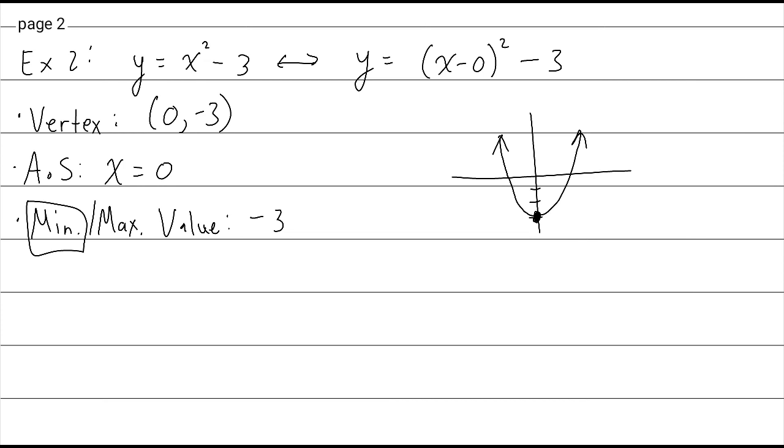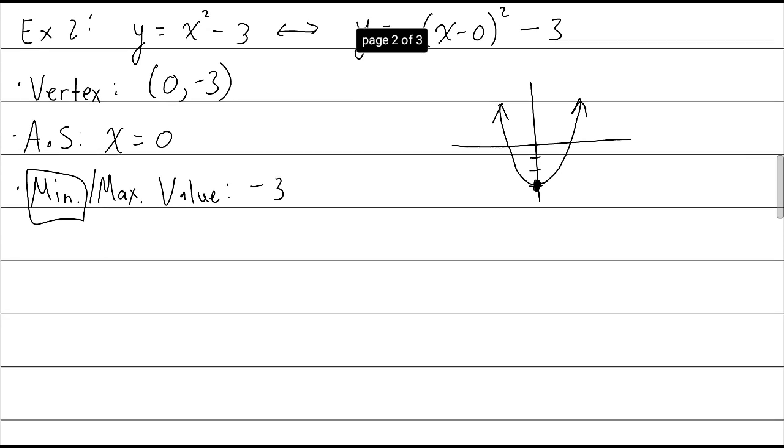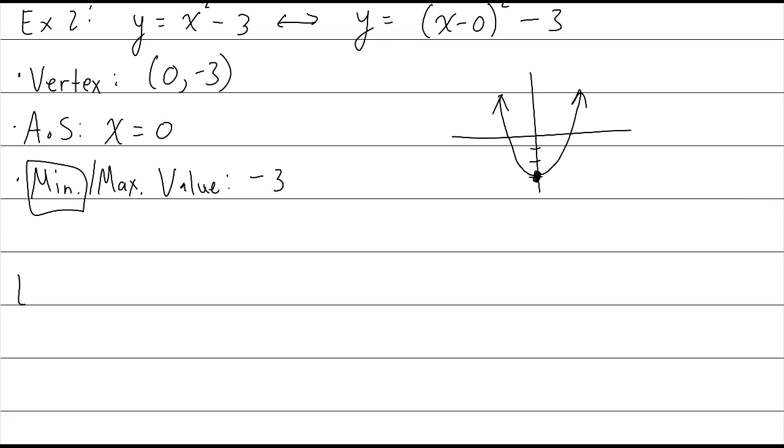Let's compare that to the next example, which is very similar. y equals (x minus 3) squared. So very similar, except this time, instead of having x squared minus 3, I have x minus 3 squared. There's a difference in the way I said that, right? So let's find the same exact things again.